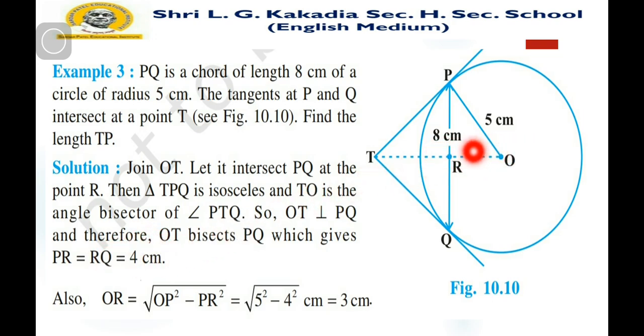Now we can find OR because PR is 4 centimeters, PO is 5 centimeters, and PRO is a right triangle. Using the Pythagoras theorem, OR is equal to the square root of OP square minus PR square, which is the square root of 5 square minus 4 square, which is equal to 3 centimeters. Now in triangle PRO we have all the sides. Now we just prove that this is similar to the other triangle, by the AA rule.